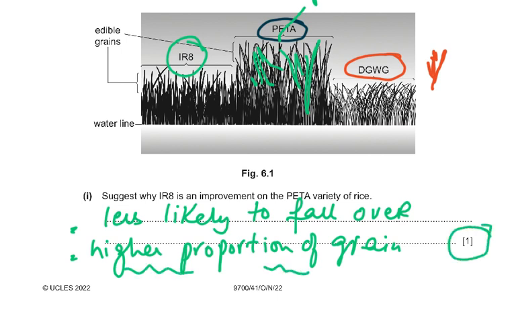But you have to write only one of these. I'm not saying you have to write both of these. So having a short stem means they're less likely to fall over when there's strong winds or rain or hail or storm. So it will survive that because they're short stemmed, dwarf. And of course, the fact that it had more crop yield, so it will have more proportion of the grain.